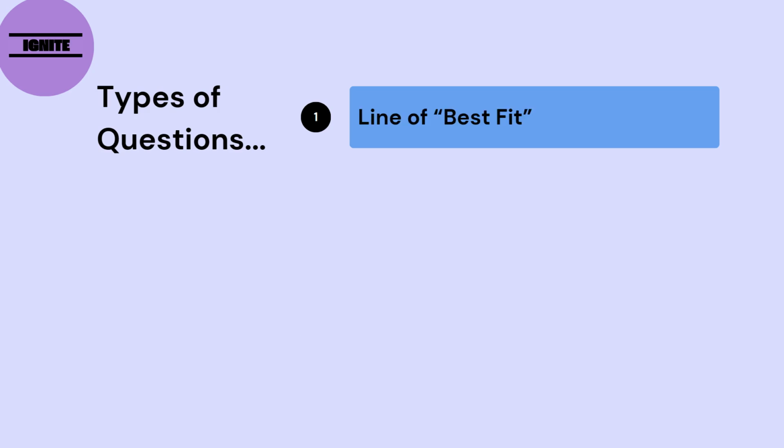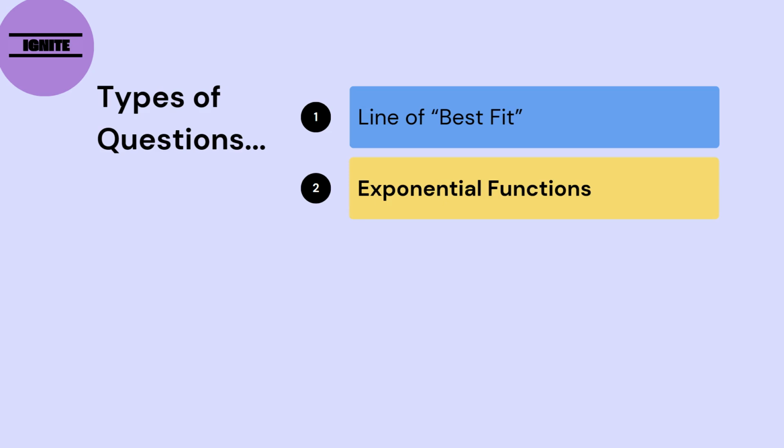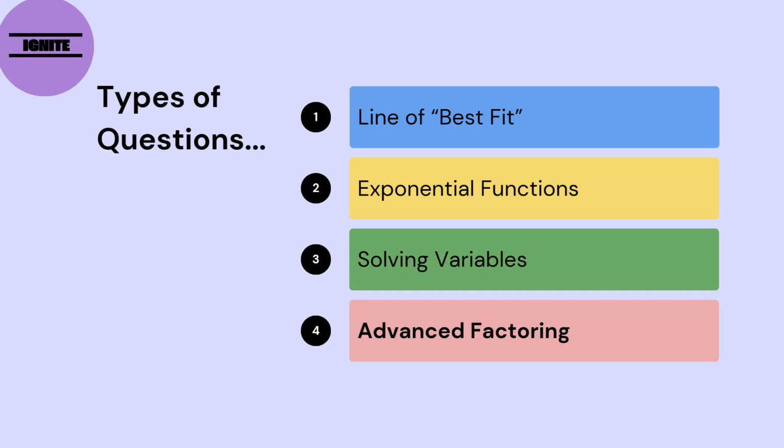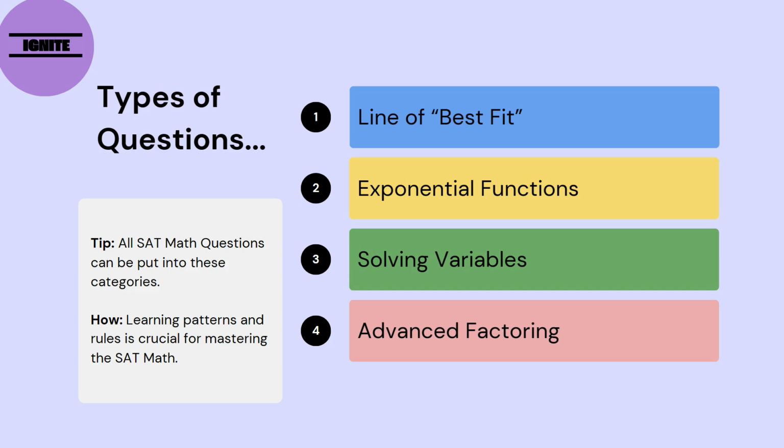Then we're going to have line of best fit questions, where you'll be asked to determine a line of best fit and interpret data from that line. Then we're going to have exponential functions, and this could be anywhere from the form of the variables and how they're set up, as well as actual calculations being done. Then we're going to have solving variables questions, where we have to rearrange specific equations to solve for one variable. And then finally, we're going to have advanced factoring questions, where we need to use advanced factoring techniques to simplify these expressions.